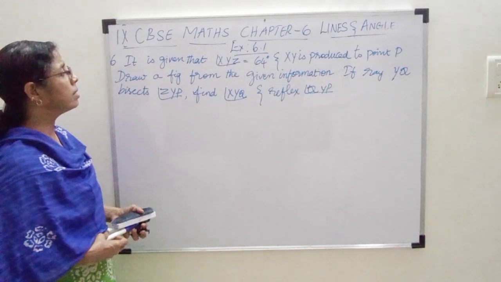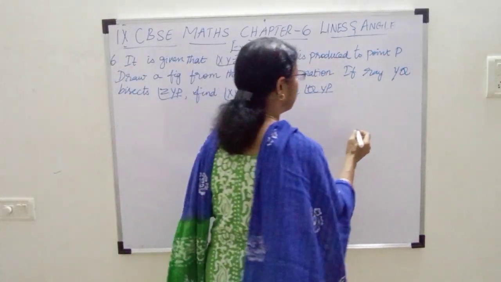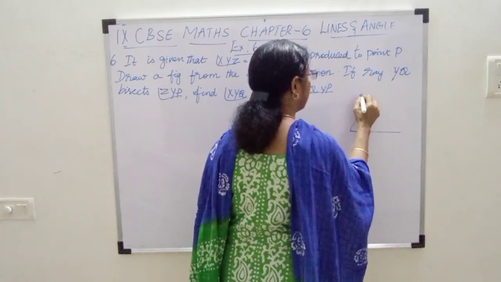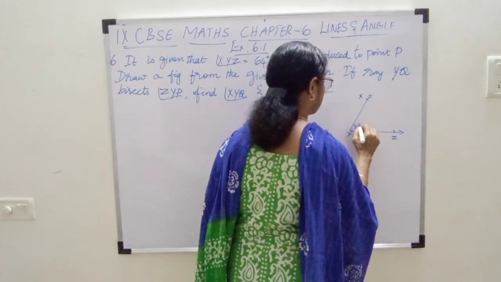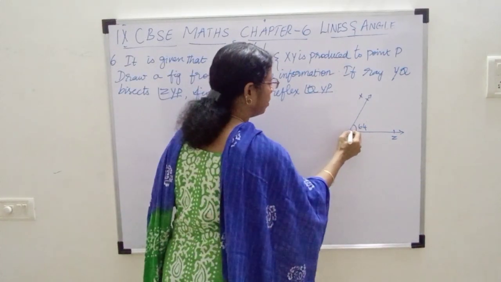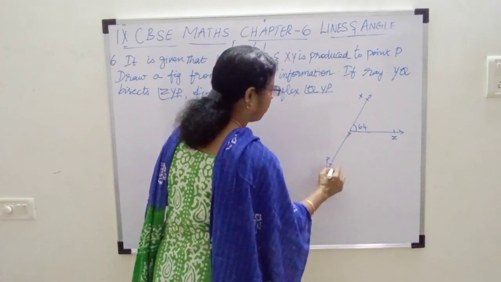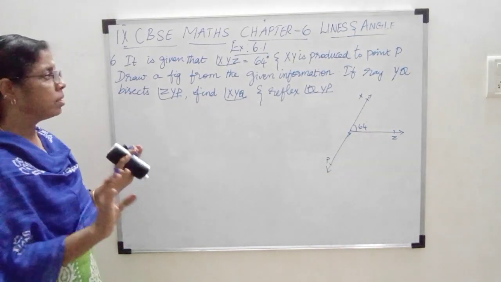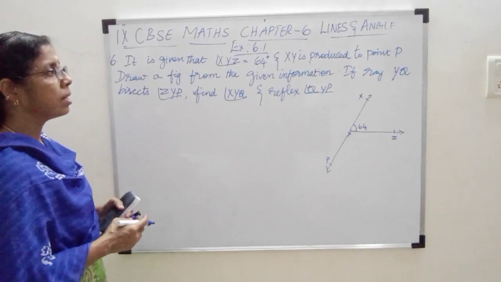See, it's given that angle XYZ is equal to 64. And XY is produced to a point P. Draw a figure from the given information. We have drawn. This is the thing they have asked first. That we have finished. Then what's the next thing they have asked?